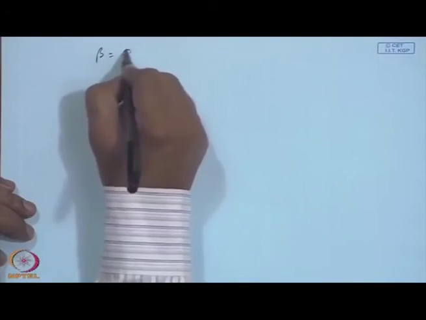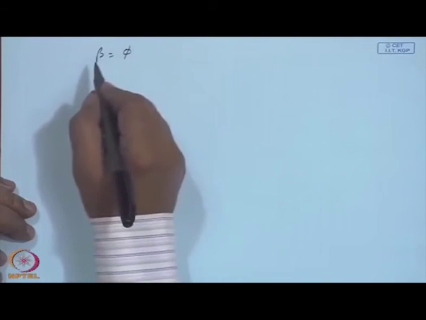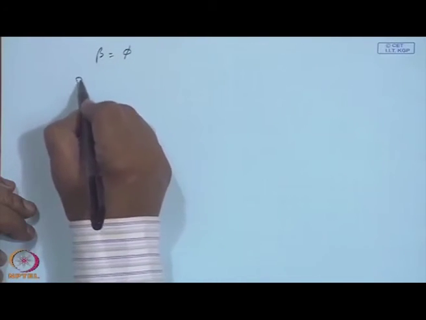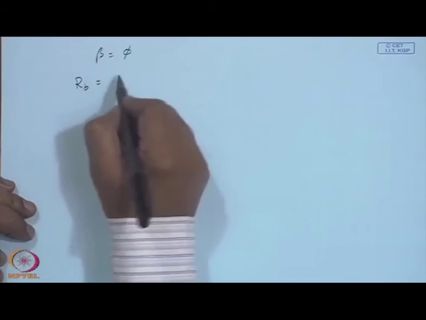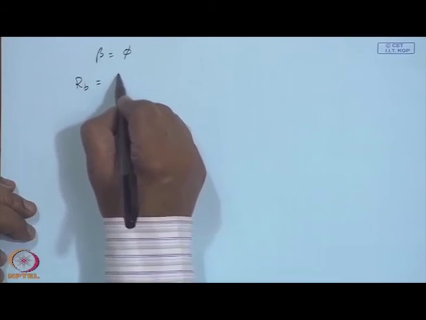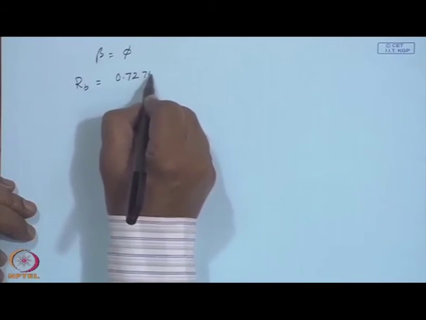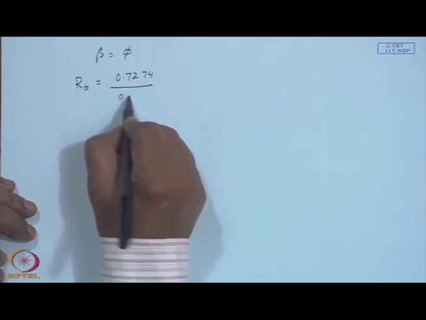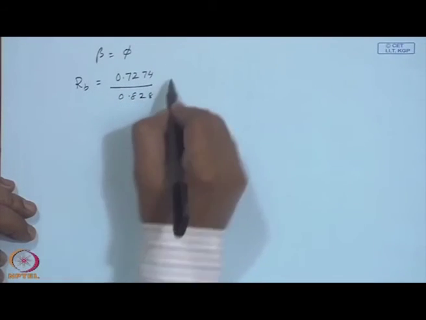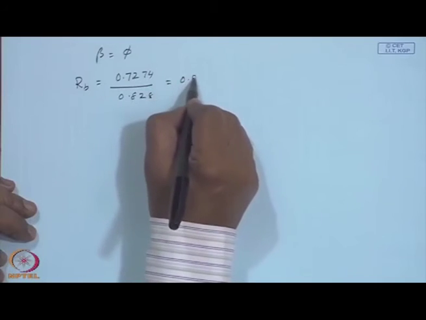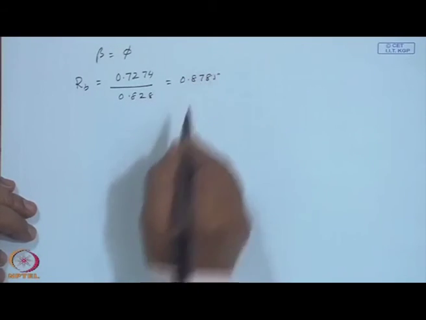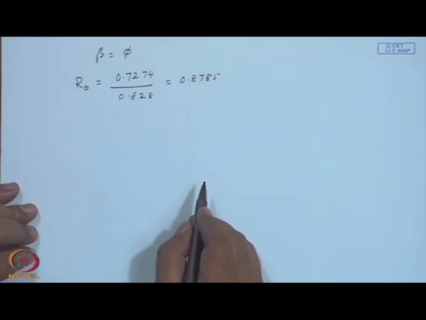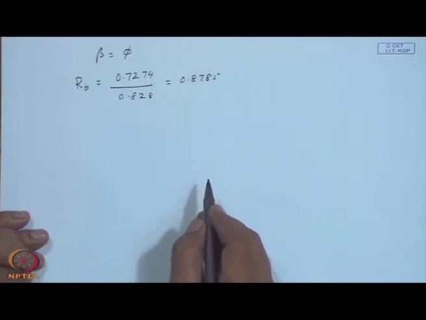So, if you choose beta is equal to phi, your RB will be 0.7274 by 0.828 equal to 0.8785, which is of course higher than the previous value, but still less than 1.